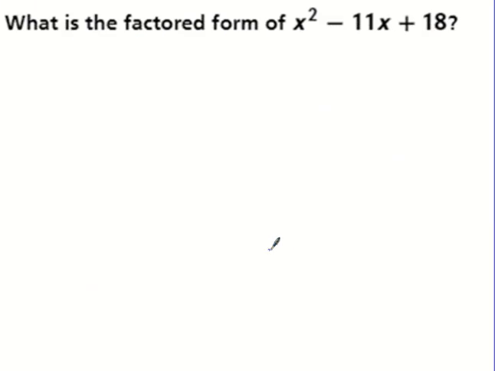So it says, what is the factored form of x squared minus 11x plus 18? This is where it gets a little tricky, because this is positive, but this is negative. We have to remember that a positive multiplication could in fact be two negatives. For example, negative 9 times negative 2 is also positive 18, just like 9 times 2 is.